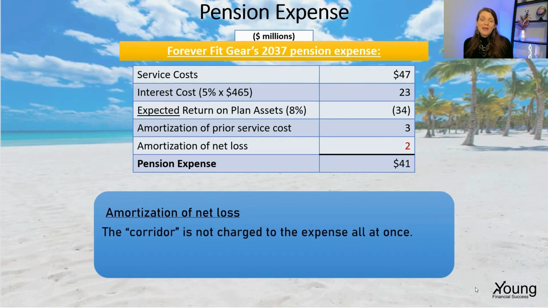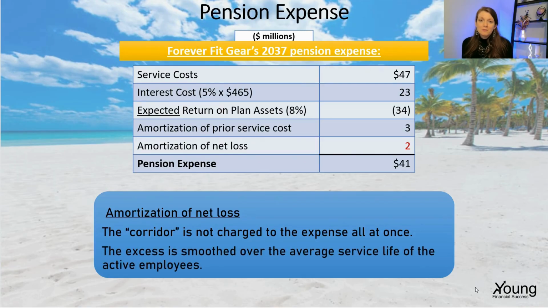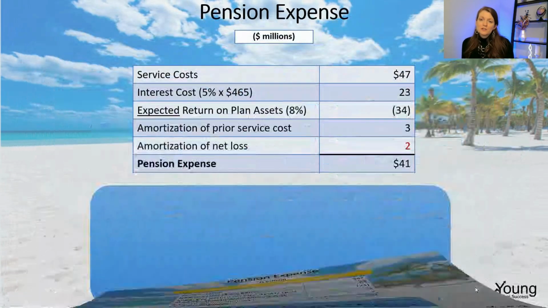So let's look at how we calculated this. So the corridor is not charged to the expense all at once. Instead, it's going to be over time. So the excess over the 10% is smoothed out over the remaining average years, which in this case was 15 years. So we saw that for our active employees, they have on average 15 years until they retire. So we're just going to smooth it. We're just going to expense it over those 15 years.